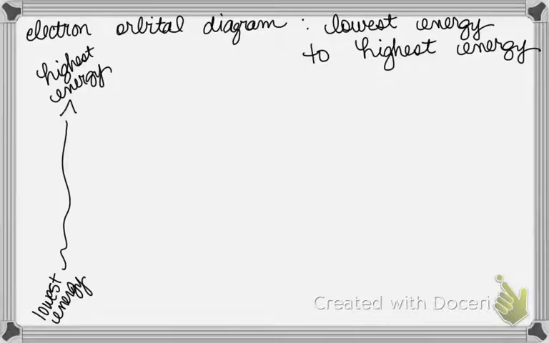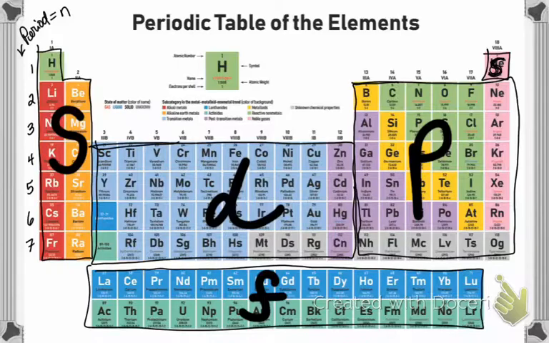I'm going to have to toggle between two slides, and I'm going to do it two different ways since I can't be in front of you pointing to one and writing the other. How do you know the order from lowest energy to highest energy? It goes back to your periodic table. You read the periodic table in order from left to right, one line at a time.